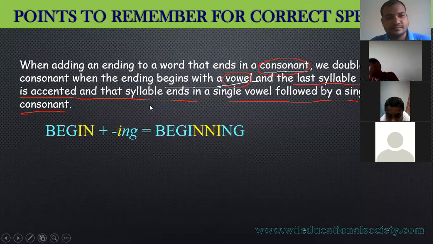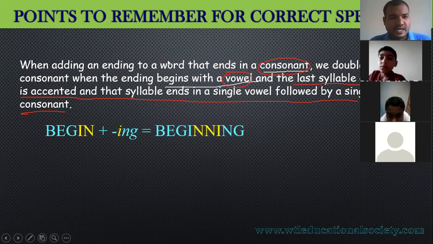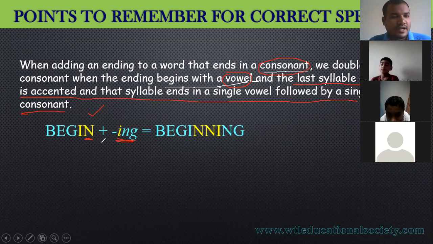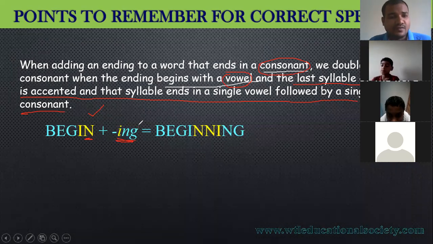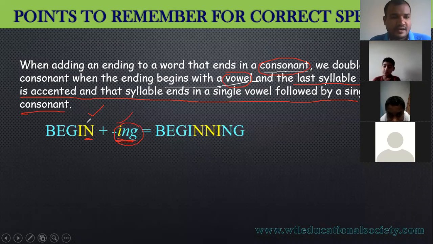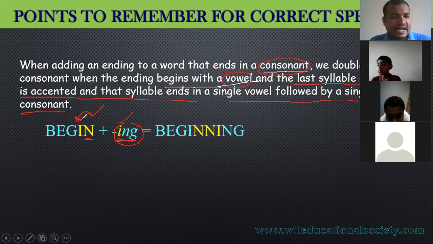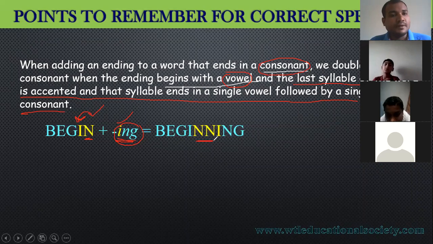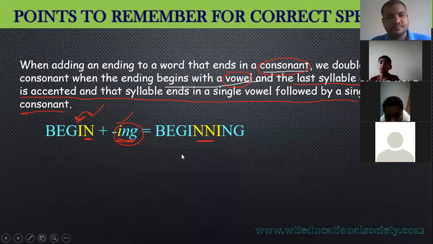Now, the example. What is the word ending here? N. It's a consonant. So the word ends with a consonant and the ending begins with a vowel, and it is preceded by a vowel. In that case, we are supposed to double the consonant.